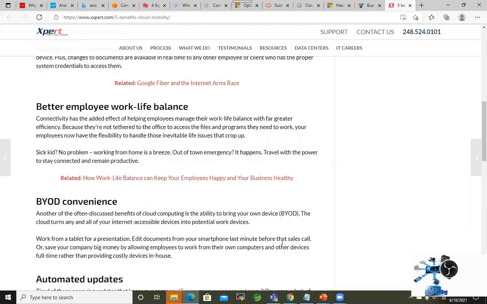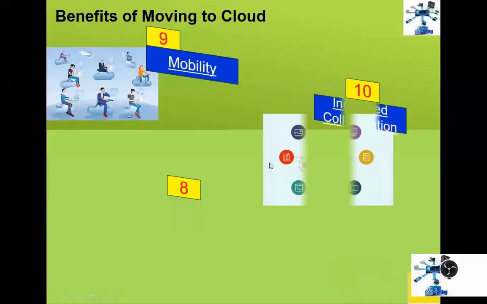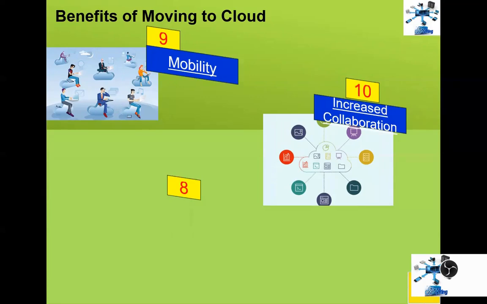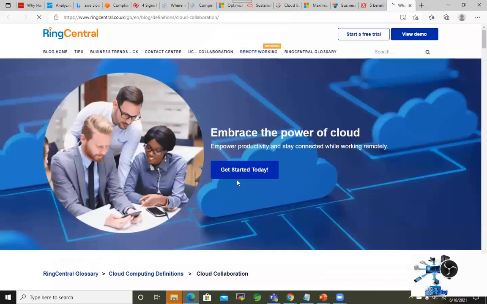Okay, remote working. Let's continue with the 10th benefit, which is collaboration, of course, collaboration between teams. For example, if you talk about Microsoft Office Online, you can share the documents. So let's go to the reference. You can share, edit, and likewise. So a lot of benefits are there in collaboration when we move into the cloud, right?